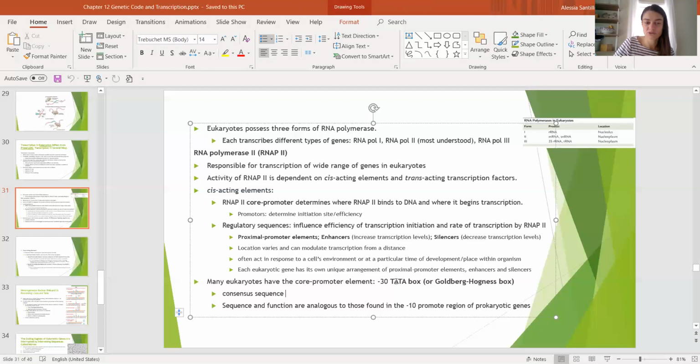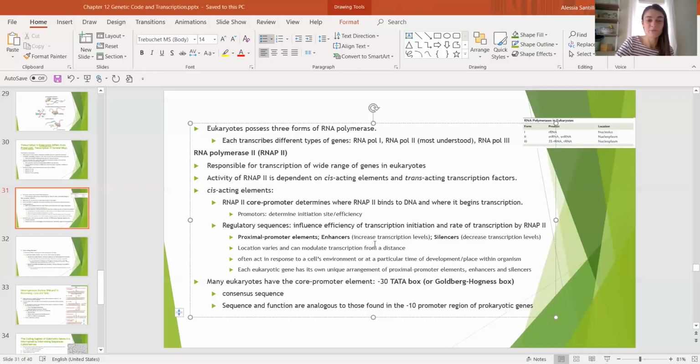It's a consensus sequence. The sequence and the function are analogous to those found in the Pribnow, the -10 promoter region. Promote region. Let's fix that. Promoter. Okay, I spelled it wrong. There we go.